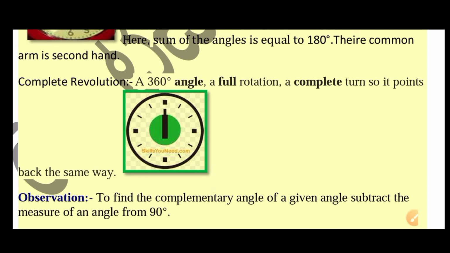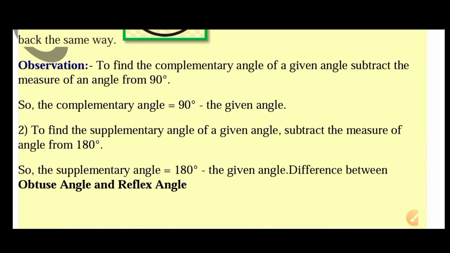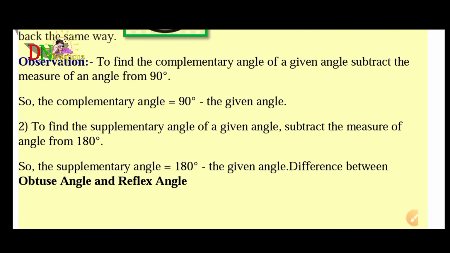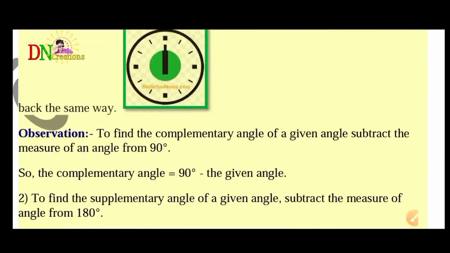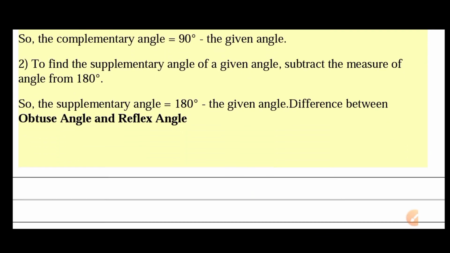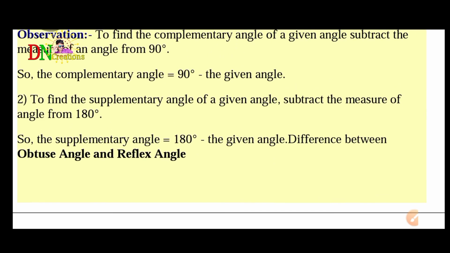Complete revolution, a 360 degrees angle, a full rotation, a complete turn so it points back the same way. Observation, 1. To find the complementary angle of a given angle, subtract the measure of the angle from 90 degrees. So, the complementary angle equals 90 degrees minus the given angle. 2. To find the supplementary angle of a given angle, subtract the measure of the angle from 180 degrees. So, the supplementary angle equals 180 degrees minus the given angle. Difference between obtuse angle and reflex angle.